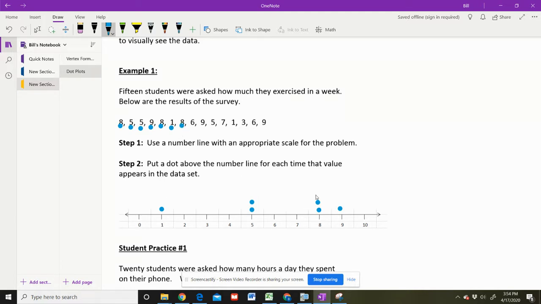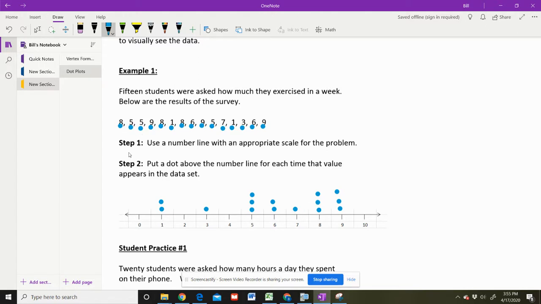An 8, put it up there. We got our 6, another 9, 5, 7, another 1, 3, one more 6, and one more 9. So if we were playing Connect 4, nobody won, right? So that basically is how we make a dot plot.